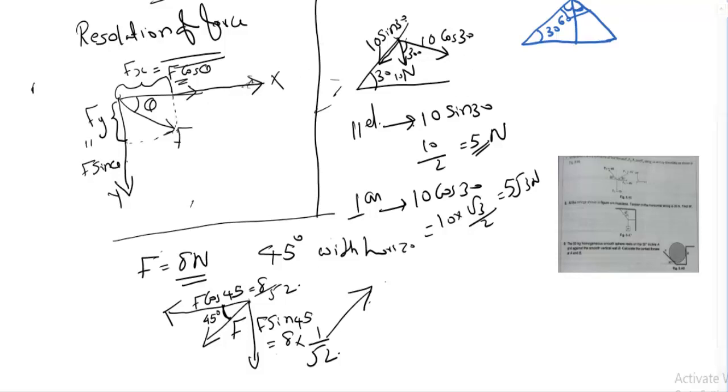Next, let us see how we can find the next one. A body is supported on a rough plane inclined at 30 degree. So the plane is inclined at an angle 30 degree, and an object is placed over here on the inclined plane, which has angle 30 degree with respect to the horizontal, by a string attached to the body and held at an angle 30 degree to the plane.